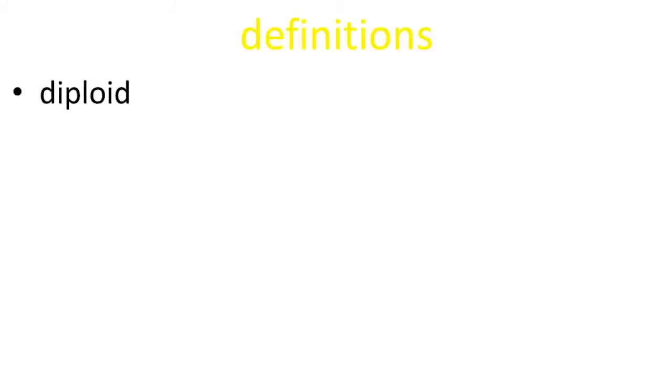Other definitions that we have to deal with. We have to deal with diploid. Diploid comes from the concept that, again, you get one set of chromosomes from your mother and one set of chromosomes from your father, so you really have two sets of chromosomes in there.